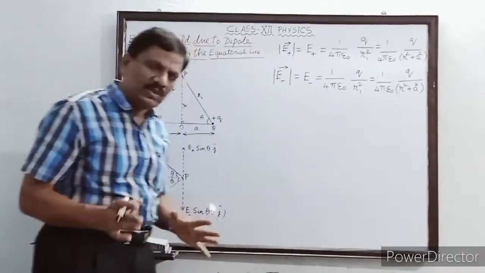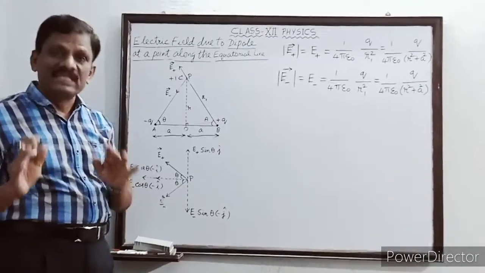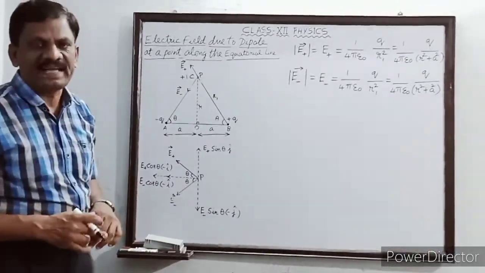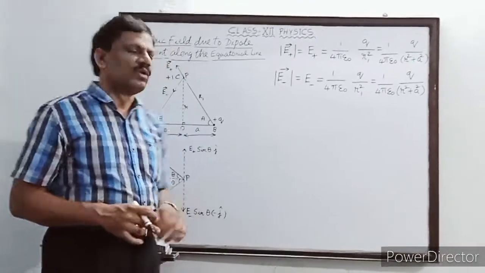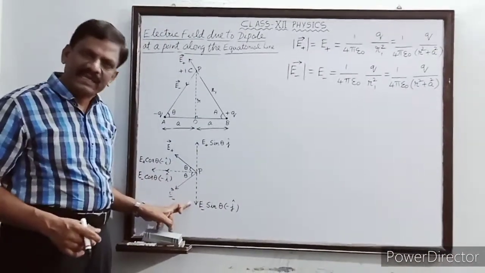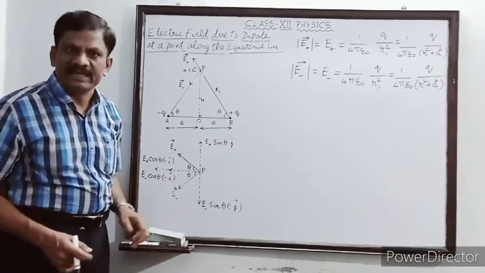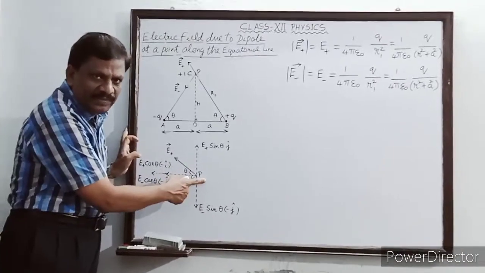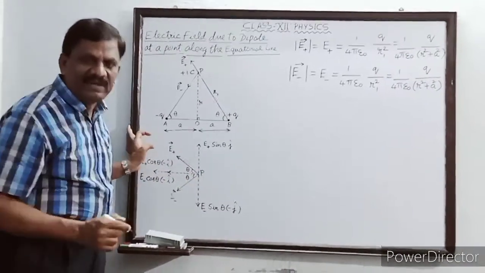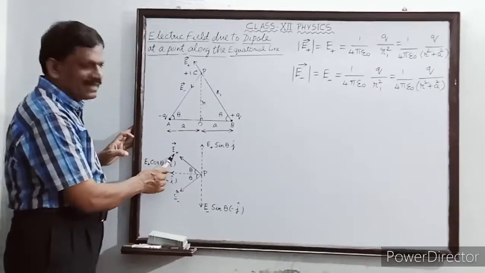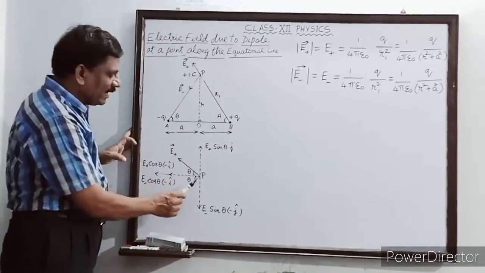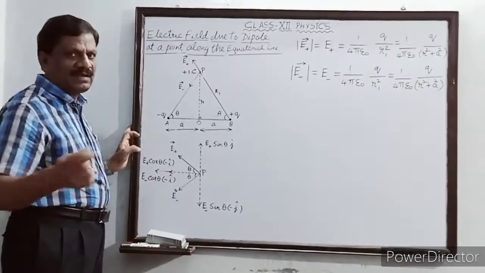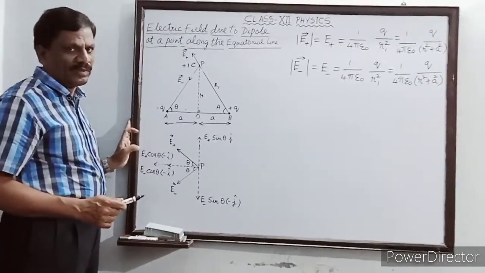For that I am going to resolve the vectors E plus and E minus along the horizontal direction and the vertical direction. For that purpose I have drawn the second diagram. Look at the second diagram. Actually we are supposed to find the electric field intensity at the point P. At the point P there are two electric field intensities. One is E plus vector due to the positive charge, and the other one is E minus vector due to the negative charge. Now I am going to resolve these two into horizontal and vertical components.